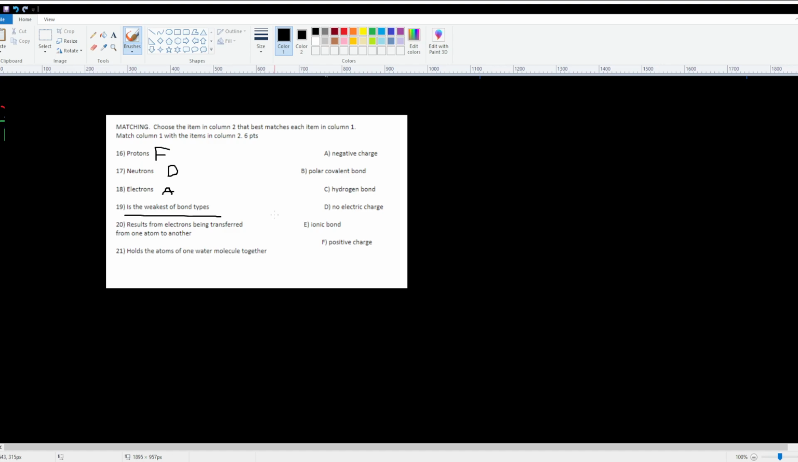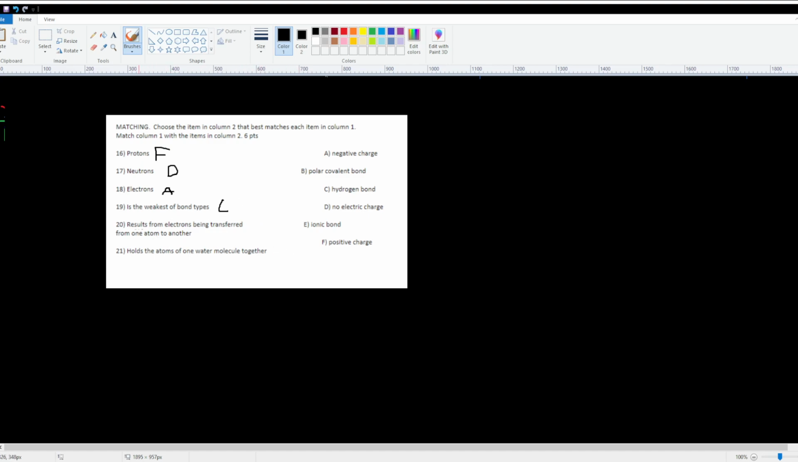So the weakest of the bond types would be hydrogen bonding. Hydrogen bonds are broken really, really easily, whether it be by heat or by motion. But that does not mean that they are not important, because if it weren't for hydrogen bonding, then life on Earth wouldn't exist. Or life in general wouldn't exist.